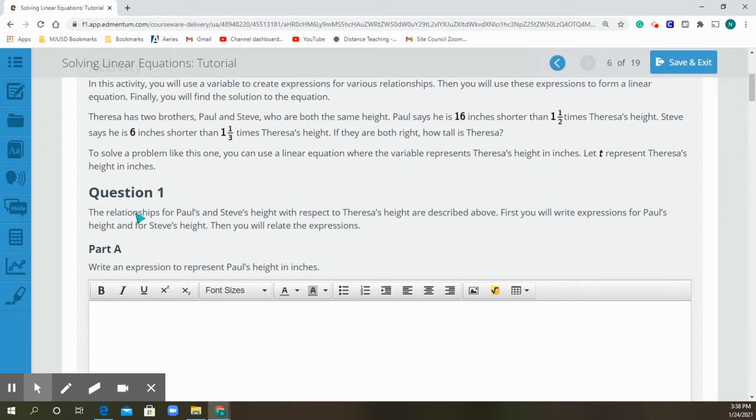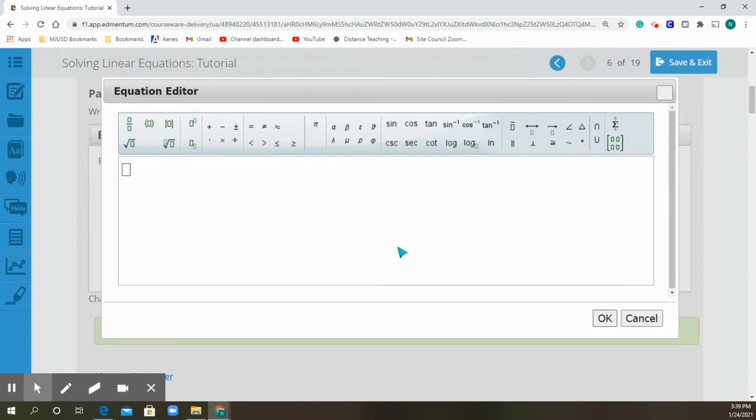Okay, question 1. The relationship for Paul's and Steve's height with respect to Teresa's height are described above. First, you will write expressions for Paul's height and then another expression for Steve's height. Then you will relate the expressions. So I'm essentially going to copy and paste down the bits of information from here for Paul. Paul says he is, I don't know why 16 doesn't copy over, 16 inches shorter than 1, and I can use the equation editor to do what I need to do.